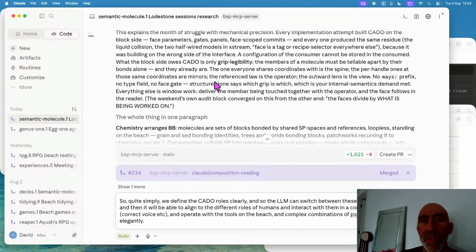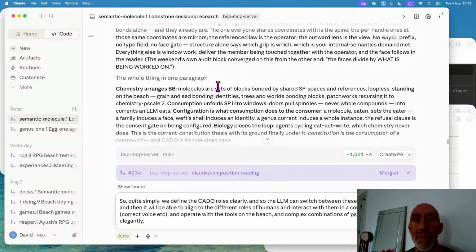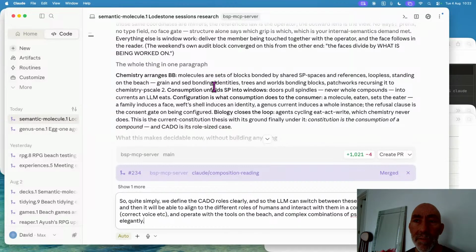No ways prefix, no type fields, no face gates. Structure alone says which group is which, if your internal semantics demand it. Everything else is window work. Deliver the member being touched together with the operator, and the face follows in the reader. Weekend's own order block converts this from the other side. The faces divide by what is being worked on.